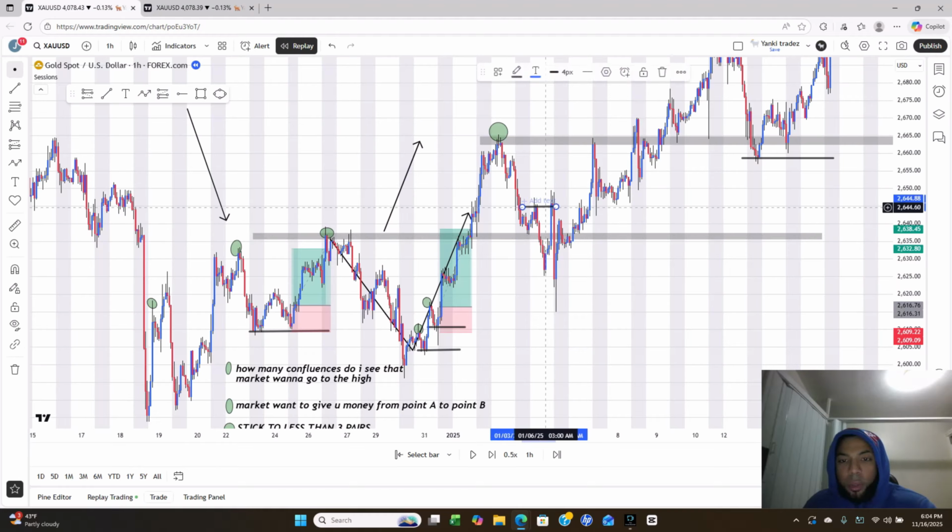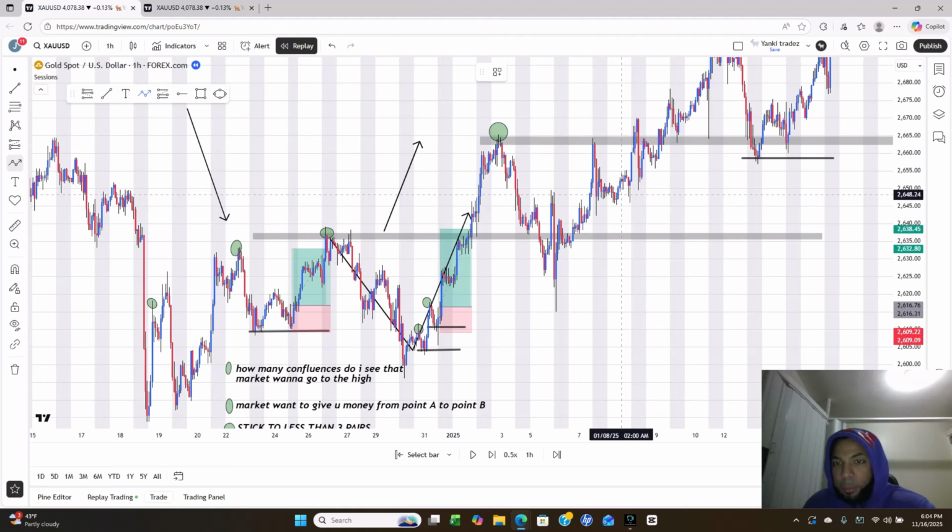So look at all these confluences that the market definitely wants to go to the upside. So look, boom. Look at this. I was not trading this back in the day, but this is the way to go. Boom, that's that.